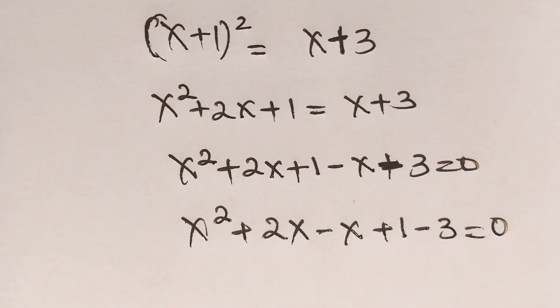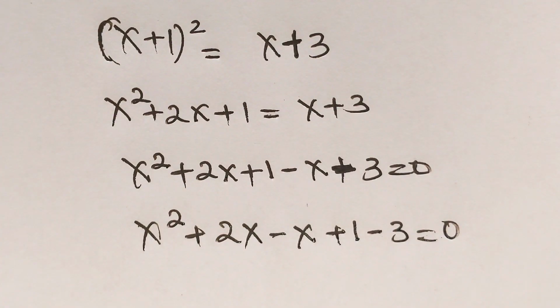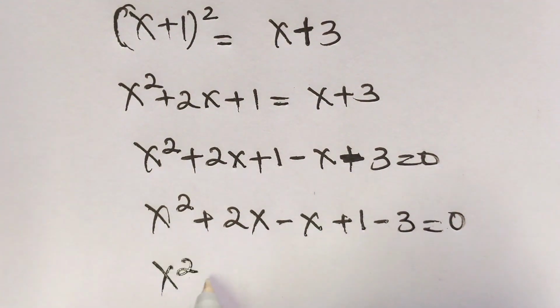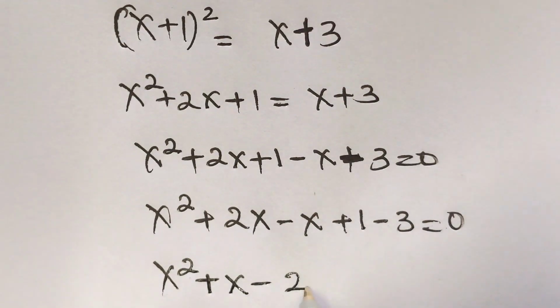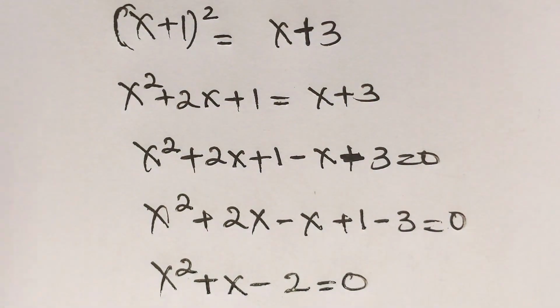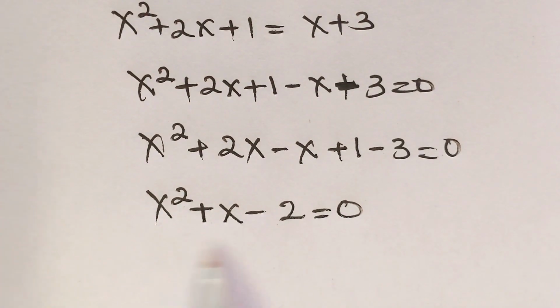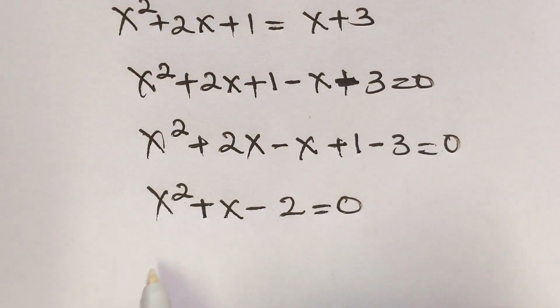At this stage we have x squared plus x minus 2 equal to 0, and of course this is a quadratic equation. We can find two numbers that multiply to get negative 2 and whose sum is positive 1, that is 2 and negative 1.